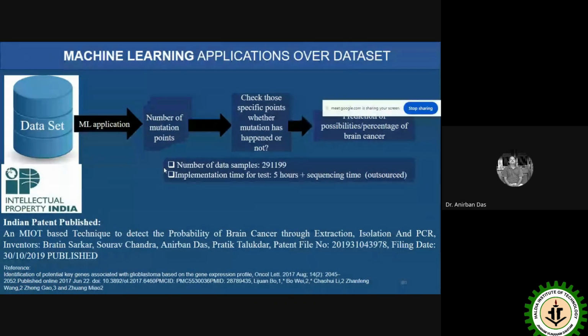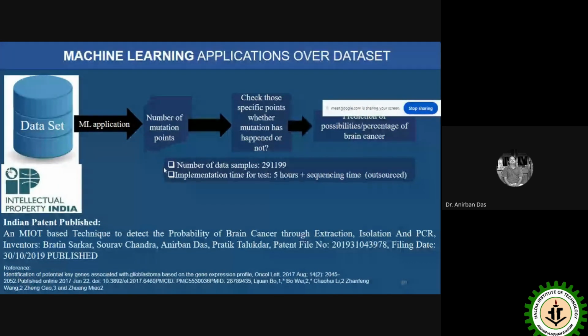So then what will happen? We can easily identify the number of points where it is matching. So our algorithm will basically first go for selecting the mutation points, where for a new entry or new data, if the mutation points are matching with those very points, then there will be a high chance of cancer or the growth. This is termed glioblastoma, right?